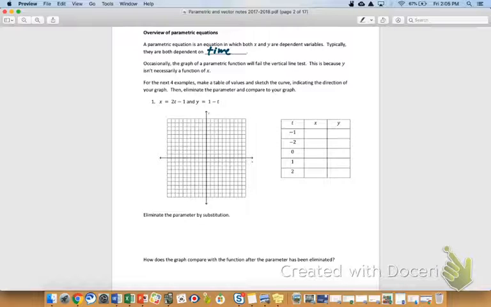And conveniently, when we get into vectors, we'll deal with those in a parametric way as well. So t will still stand for time when we get there. Sometimes these will fail the vertical line test. Y is not necessarily a function of x, like I just said. So I've got several examples where we're going to graph these. We're going to put down our own breadcrumbs.